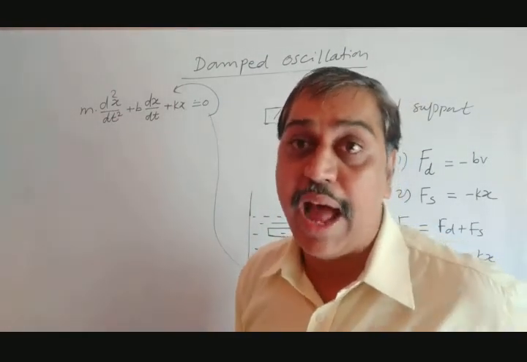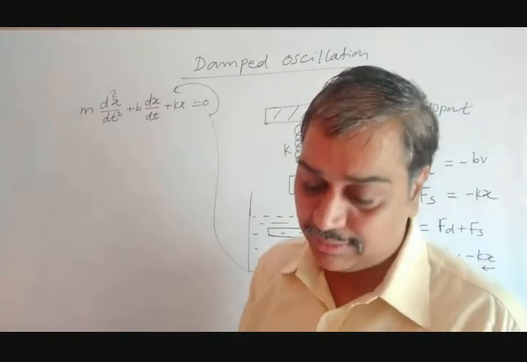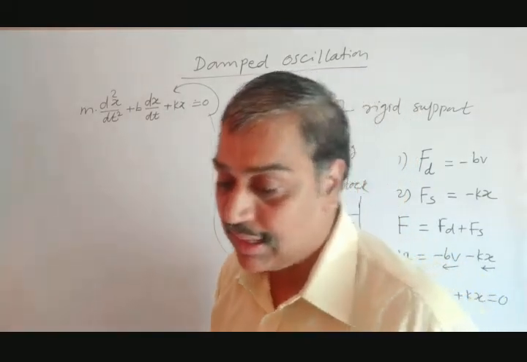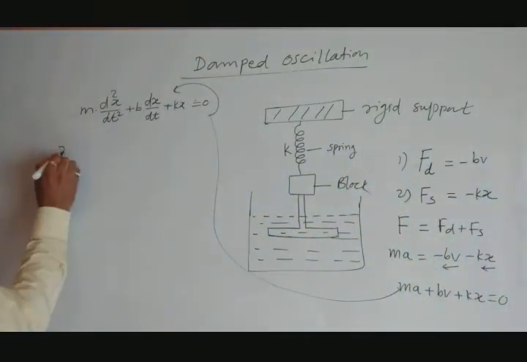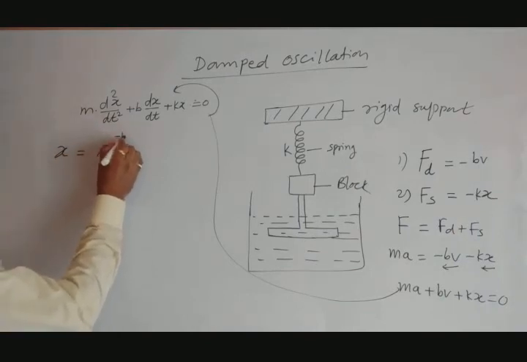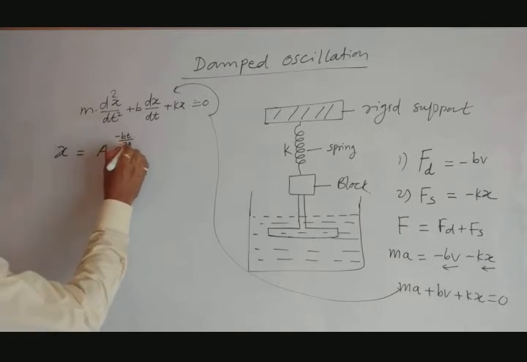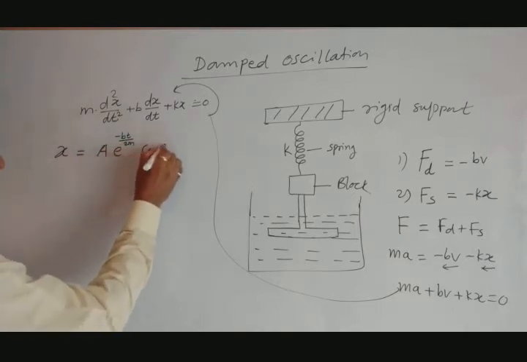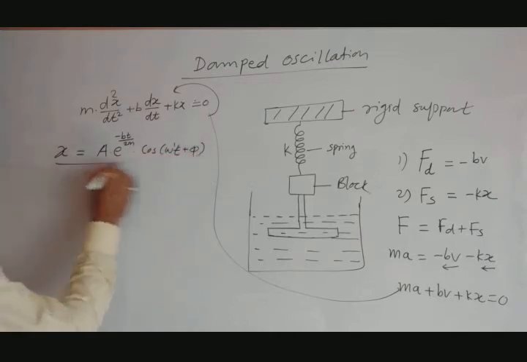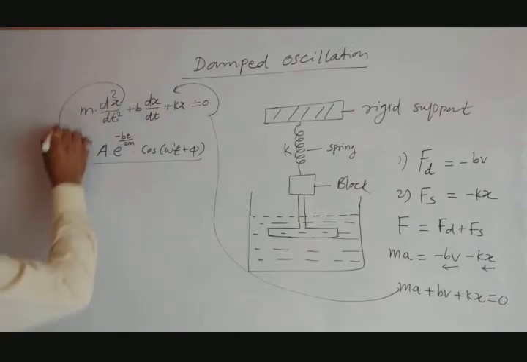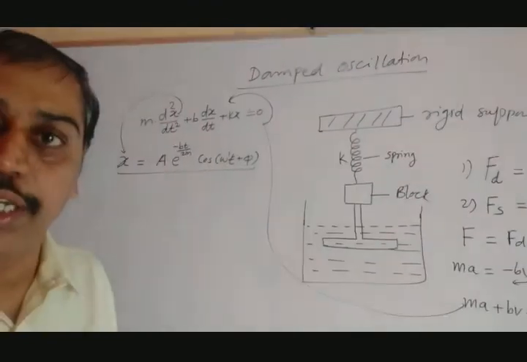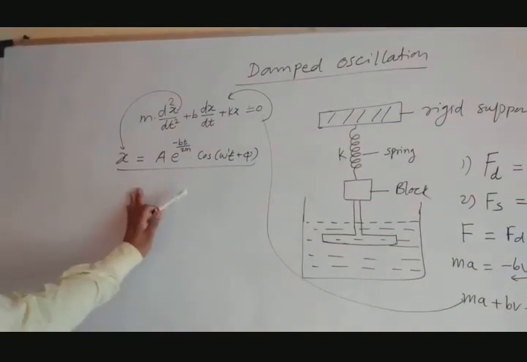That value of x is said to be the solution of this equation, and that solution is given in your book in equation 5.236. What is the value of x? If we solve it, its solution is x equal to a e to the power minus bt divided by twice m, into cos of omega dash t plus phi. So we have solved this differential equation in terms of x, and you get this equation.